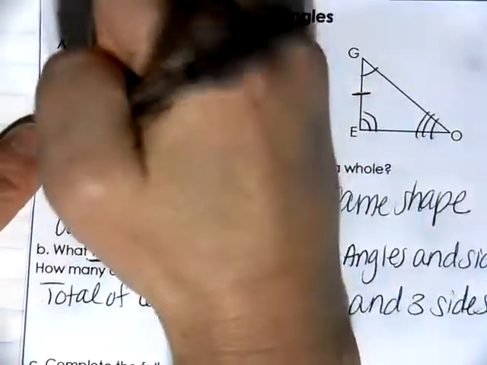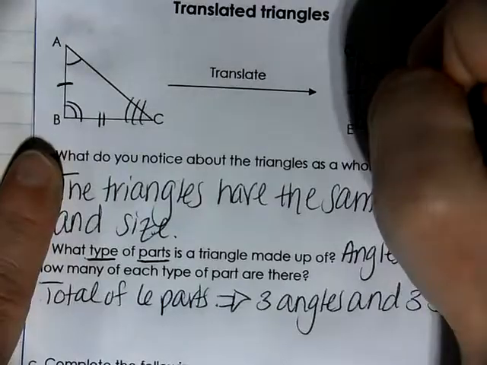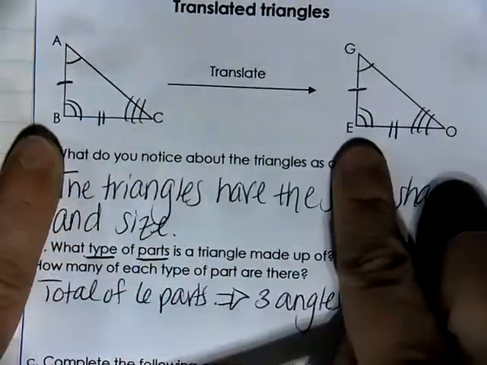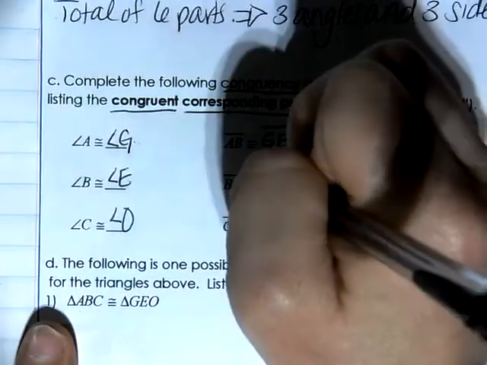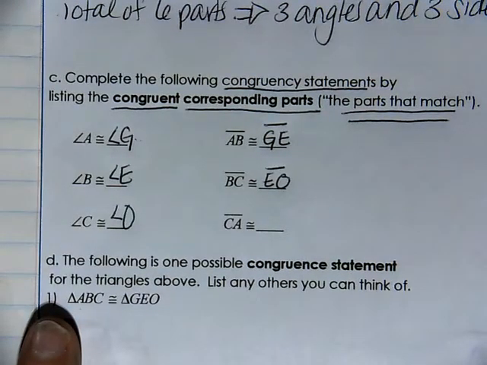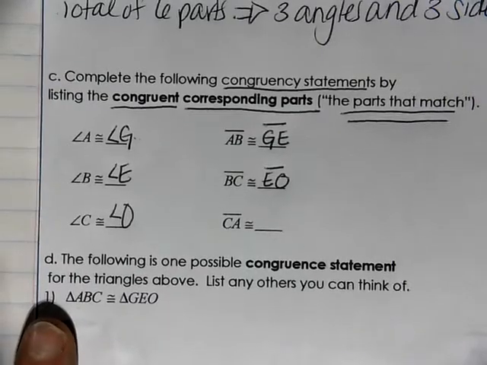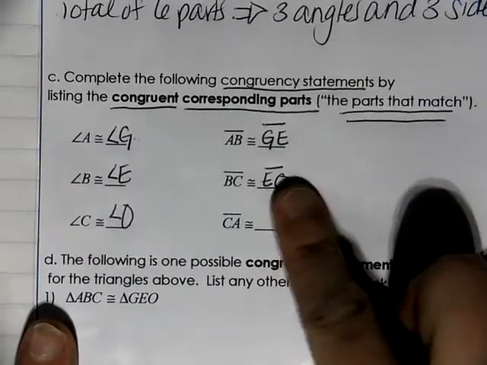So now we're going to look at segment BC. Segment BC matches with segment EO. B matches with E, C matches with O, so our statement has to be EO. BC is congruent to segment EO. You cannot say OE because O does not match up with B. E matches up with B. So this is our only statement.